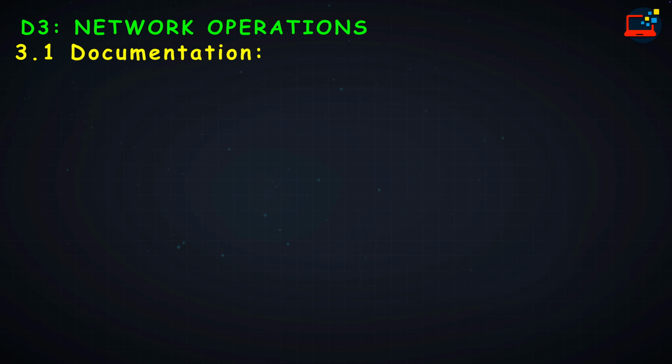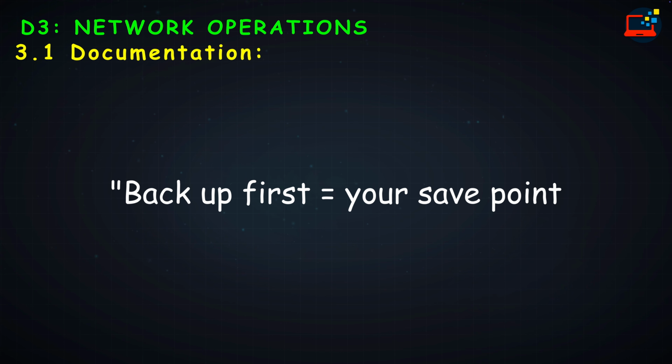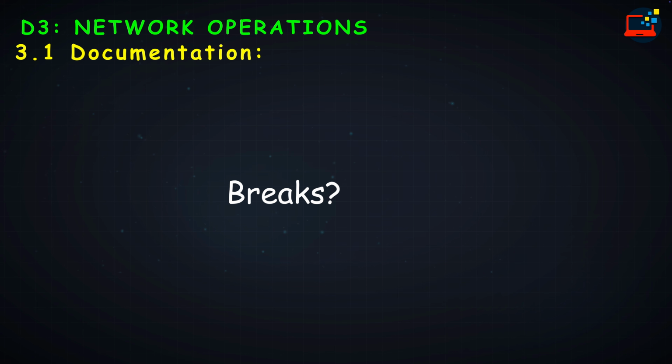Before you change anything in production, you back up the current config, or for a virtual machine, you take a snapshot. That's your save point. If the change breaks something, you reload.